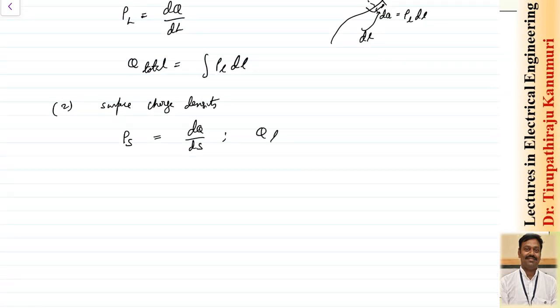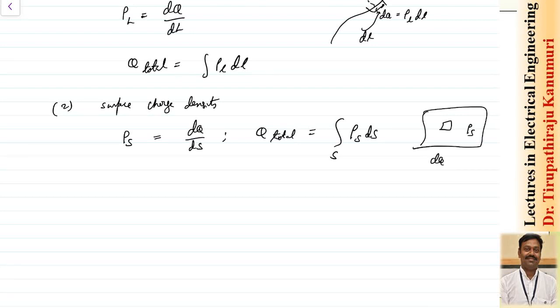So dQ by dS, or if you want to calculate the total value of the charge, we have to take the surface integral of rho s into dS. Let us take for example, this is my surface having a surface charge density of rho s. I want to calculate the value of dQ at some small block. So this will be rho s into dS. Let us assume this is equal to dS, differential surface.